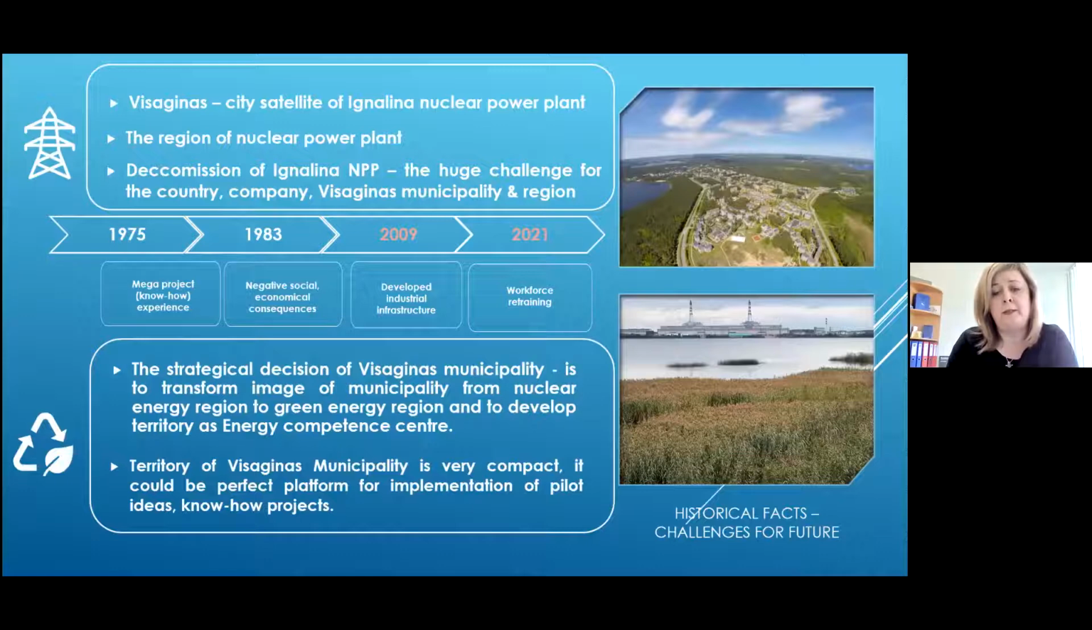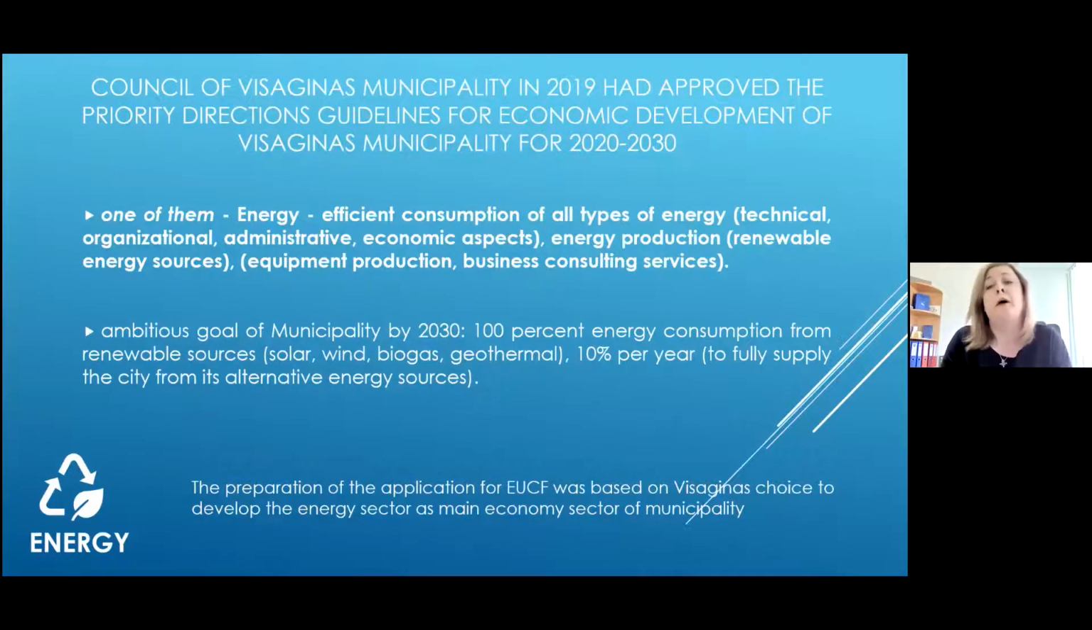The territory of Visaginas is very compact, and it could be a perfect platform for implementation of pilot ideas and know-how projects. So in 2011 the Council of Visaginas municipality approved the priority direction guidelines for economic development of the municipality for 2020-2030. One of them is energy, efficient consumption of all types of energy production, and the ambitious goal of the municipality by 2030 is 100% energy consumption from renewable sources.